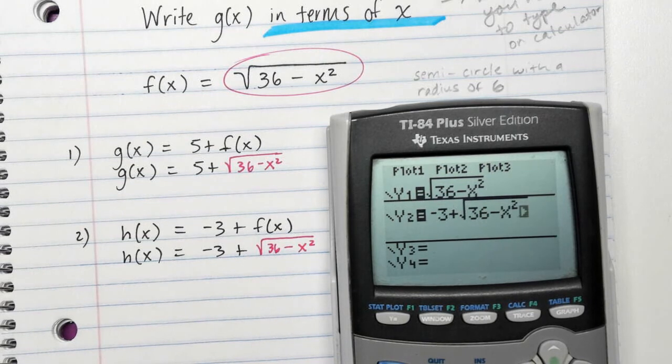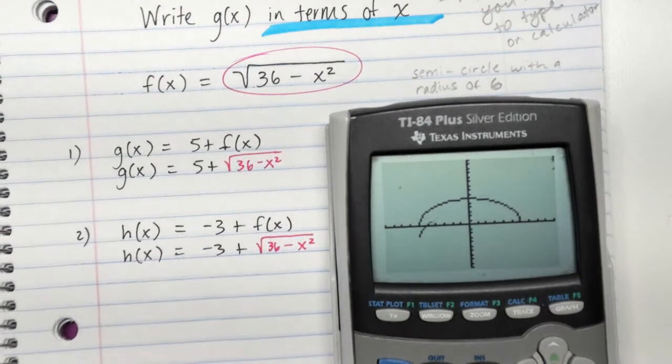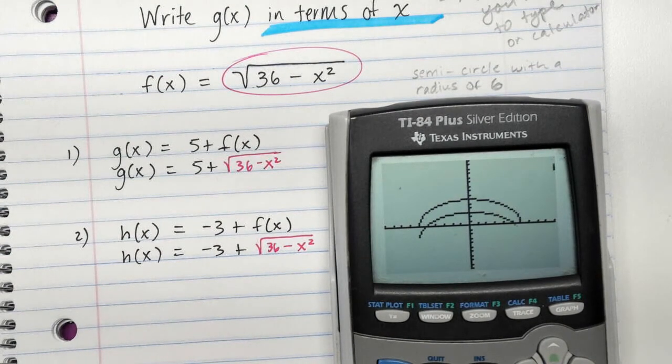I bet you $1 billion it's going to take a semicircle with a radius of 6 and it's going to move it down 3 spaces this time. What'd I say? What did I say? That's $1 billion you owe me.